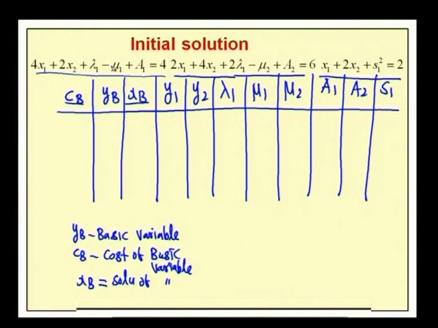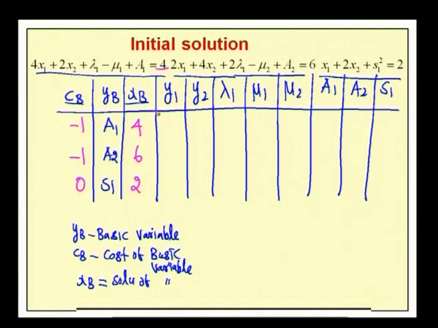So, for this set of constraints our basic variables are a1, a2 and s1. The cost for a1 is -1, the cost of the basic variable a2 is -1 and for all the other variables the cost is 0. Therefore, CB for the YB of a1 is -1, a2 is -1, s1 is 0. Now, the solution is, for a1 the solution is 4, a2 is 6 and s1 is 2.